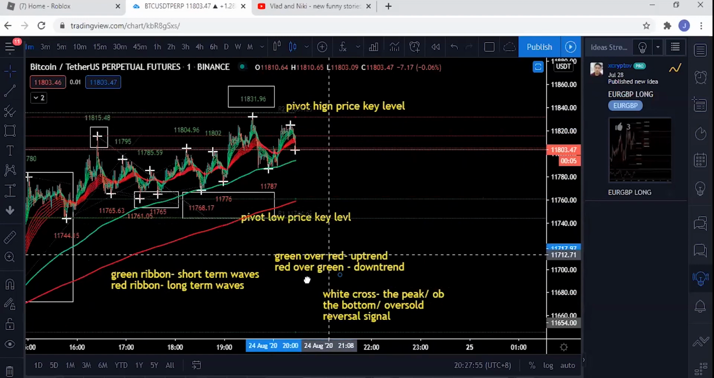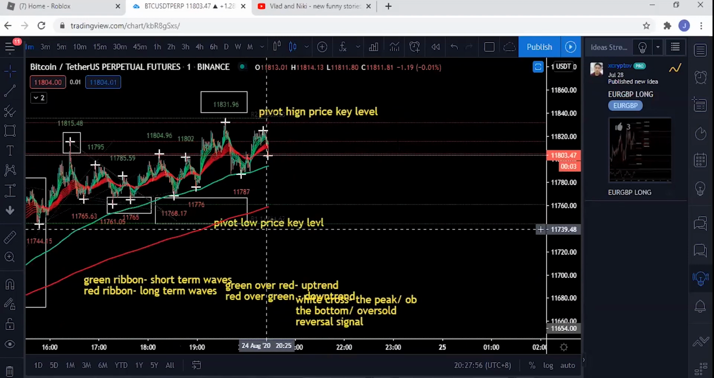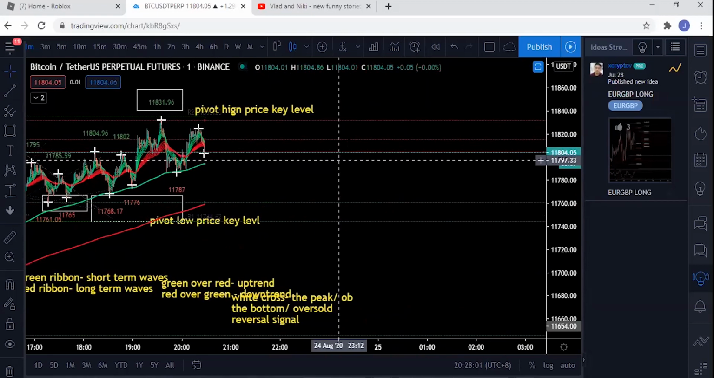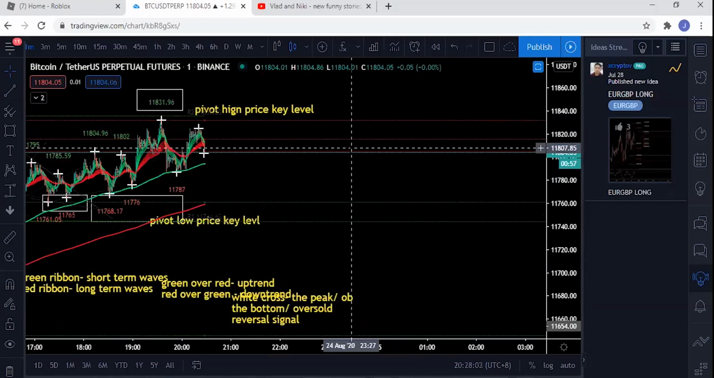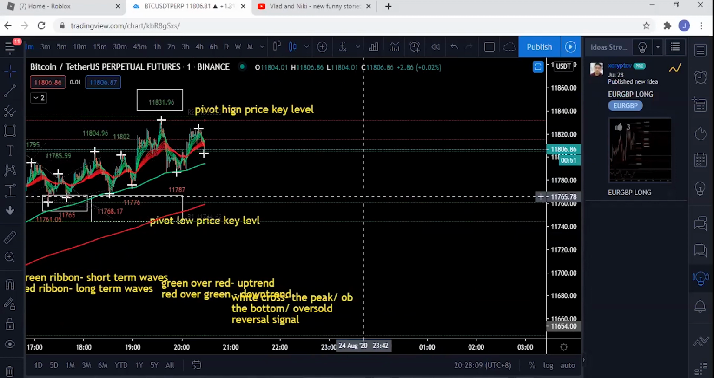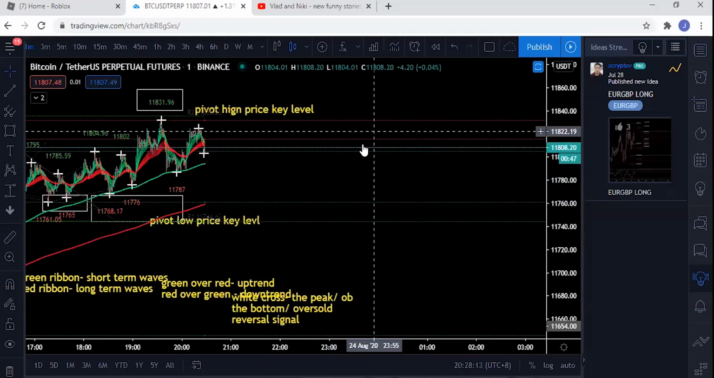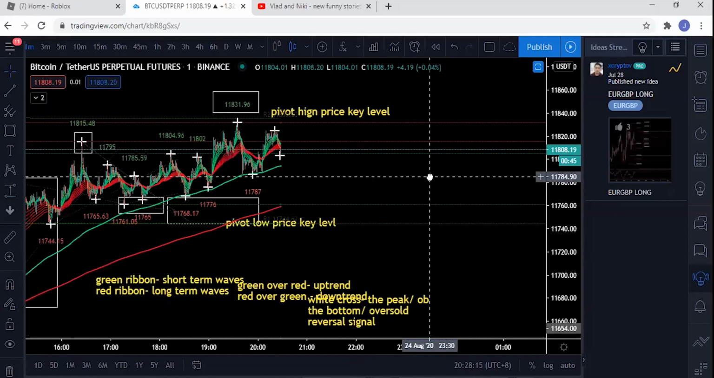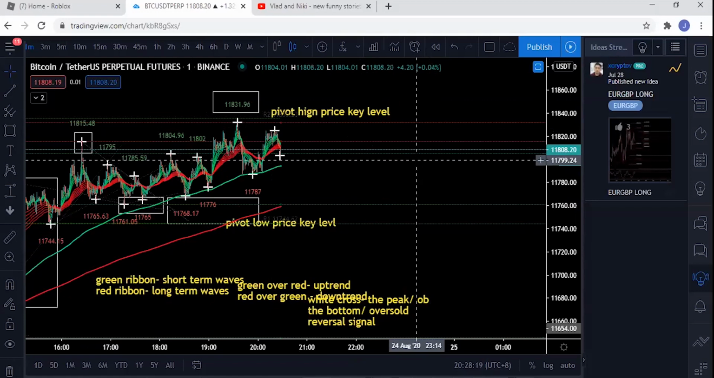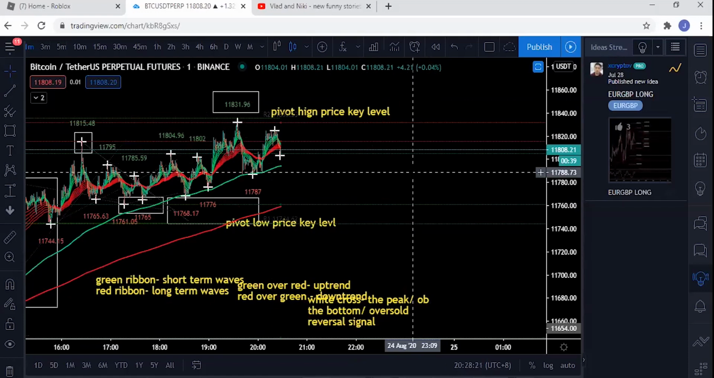Okay, this line. What are these? These are our auto support resistance. This is our auto support resistance plotter. This automatically plots in our chart, so we already have an indication of the possible support and resistance.